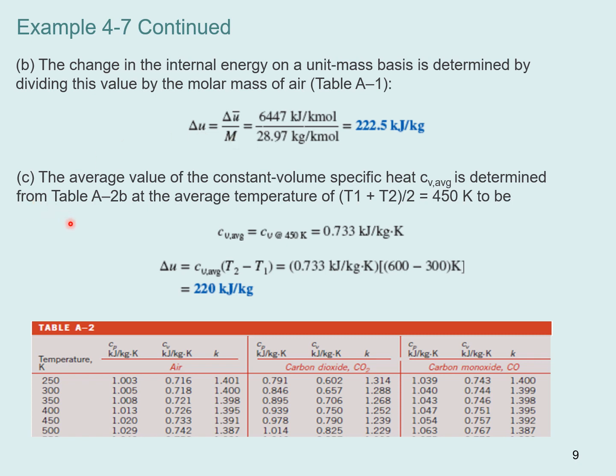So method C uses the average value of the constant volume specific heat. This is from table A2B. So we have 300 plus 600 K. Add those up, divide by 2, you get 450. So here we look up the c_v average value for air at 450. We get 0.773, the c_v value. So we just multiply that c_v value 0.773 by the change in temperature, and get 220 kilojoules per kilogram, which again is very, very close. This is another easy method to employ.